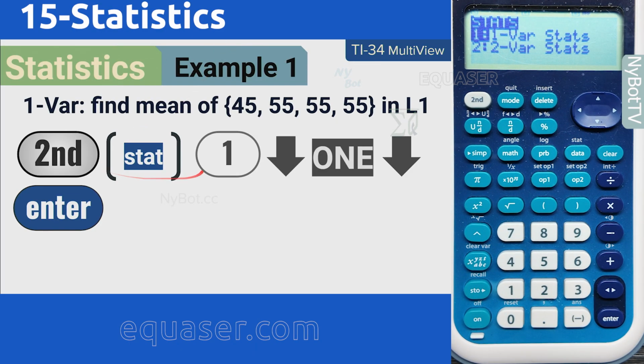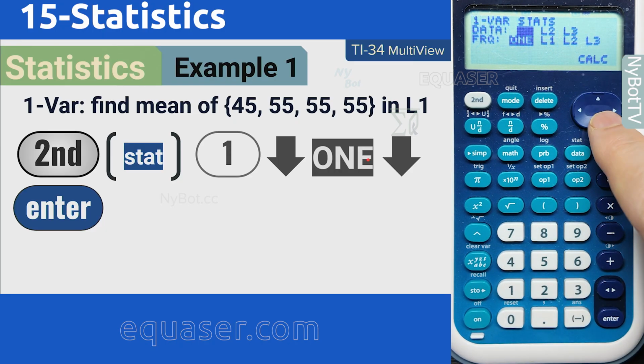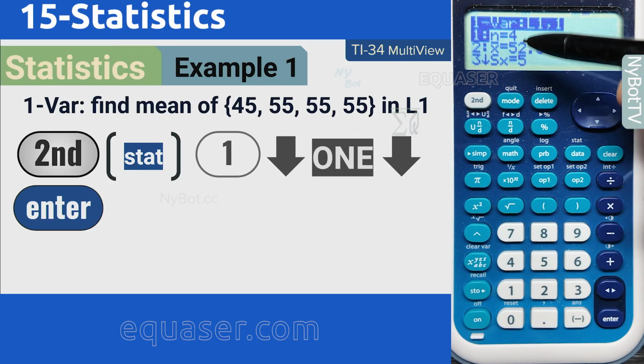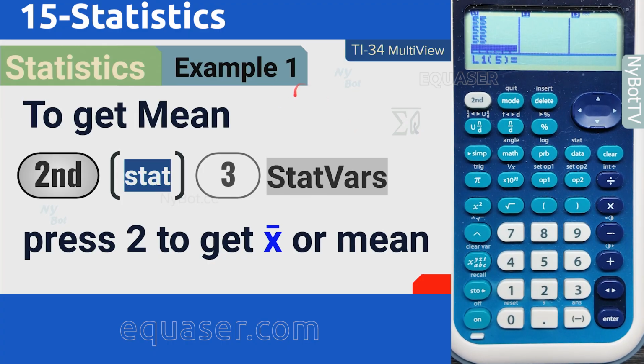statistics, and 1, and then go down to calculation. This will do the calculation and give us all the values. Press clear to exit. Now, to get the mean and extract it separately, exit by pressing clear.